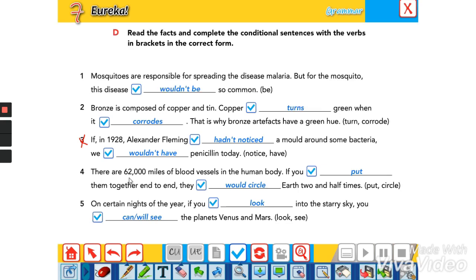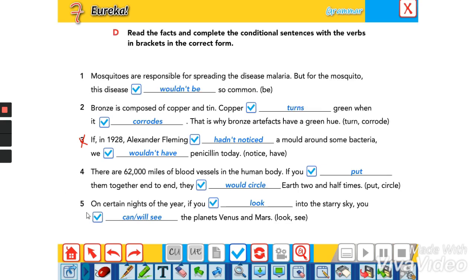There are 62,000 miles of blood vessels in the human body. If you put them together end to end, they would circle Earth 2.5 times. So which conditional is this? We have put and with circle. Can you put the blood vessels around the Earth together? So we are imagining something. This is, yes, second conditional.